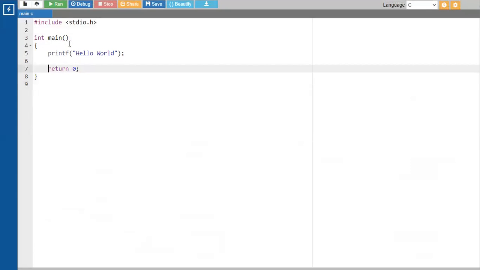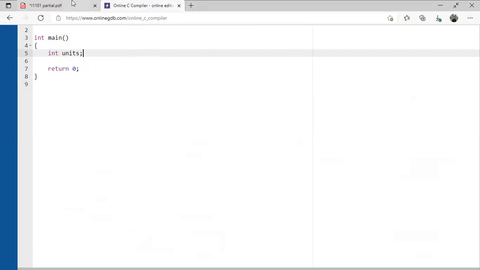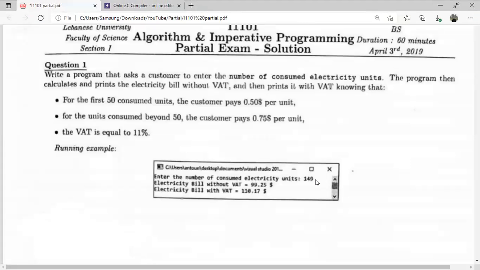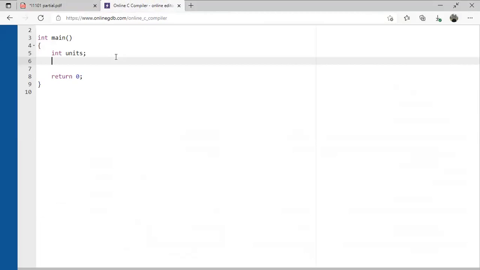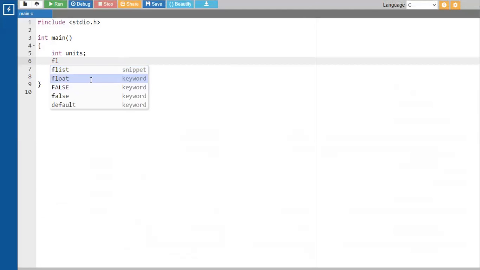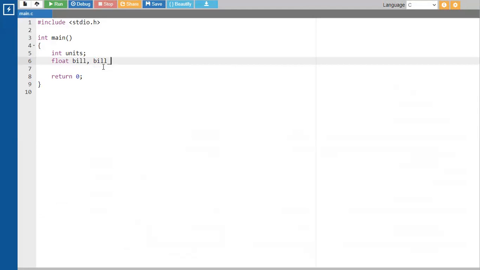Include study.h inside the main function. I will declare units. So units is of type integer since no decimal part, but the bill that I should calculate and print is of type double or float since there is a decimal part. So I will use the float bill, VAT.